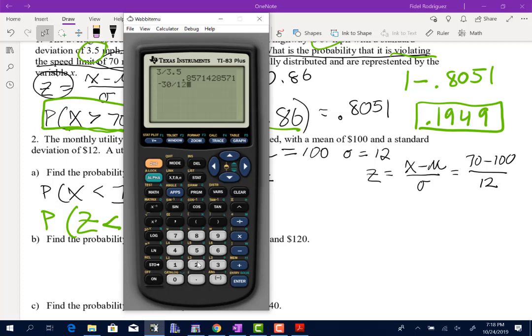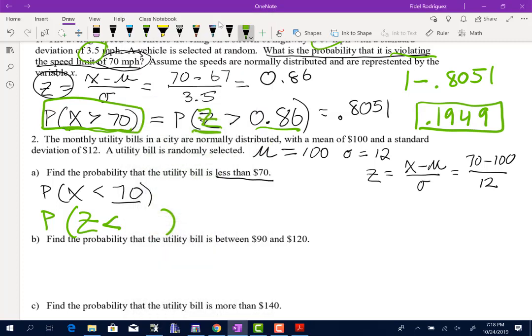Divided by 12. Okay. And negative 2.5? So all we're saying here, guys, is that X is less than 70 is the same thing as saying Z is less than negative 2.5.